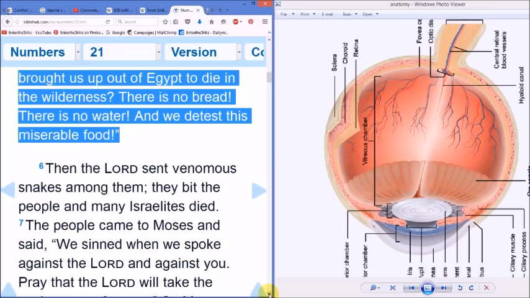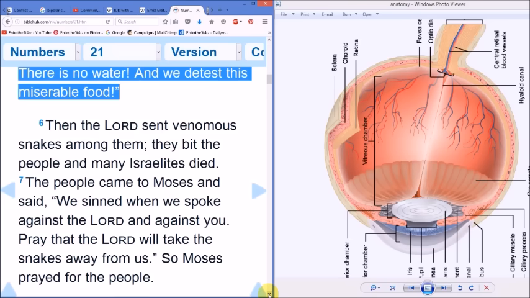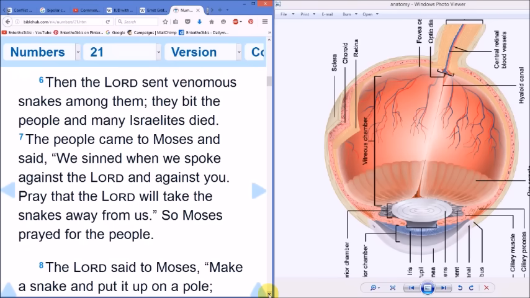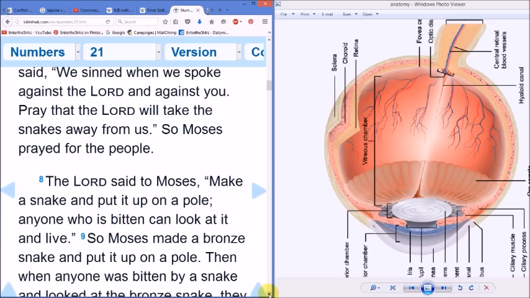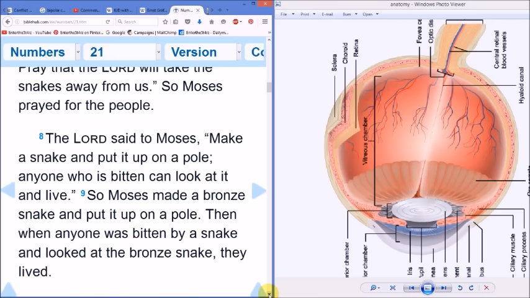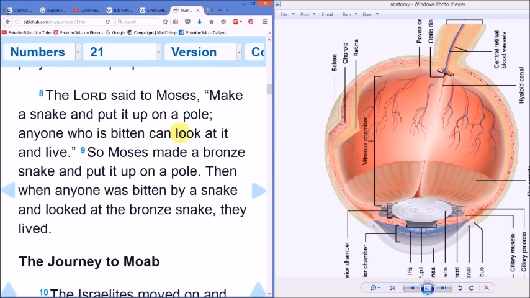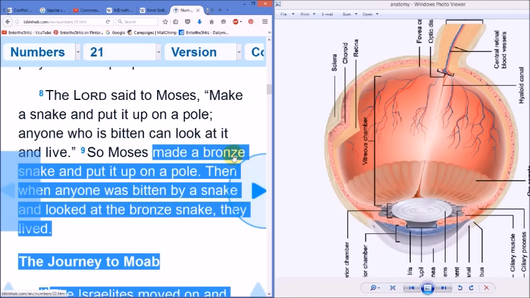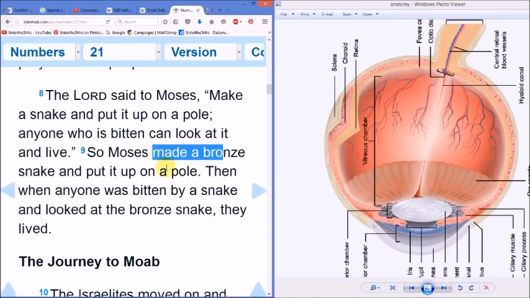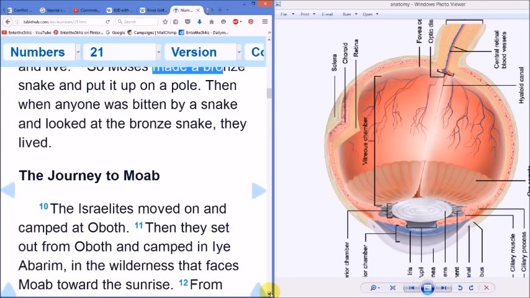And it says, "Then the Lord sent venomous snakes among them. They bit the people, and many Israelites died. The people came to Moses and said, 'We sinned when we spoke against the Lord and against you. Pray that the Lord will take the snakes away from us.' So Moses prayed for the people. The Lord said to Moses, 'Make a snake and put it on a pole. Anyone who is bitten can look at it and live.' So Moses made a bronze snake. Bronze is 88% copper. And he put it on the pole. And then anyone who was bitten by a snake and looked at the bronze snake, they lived."